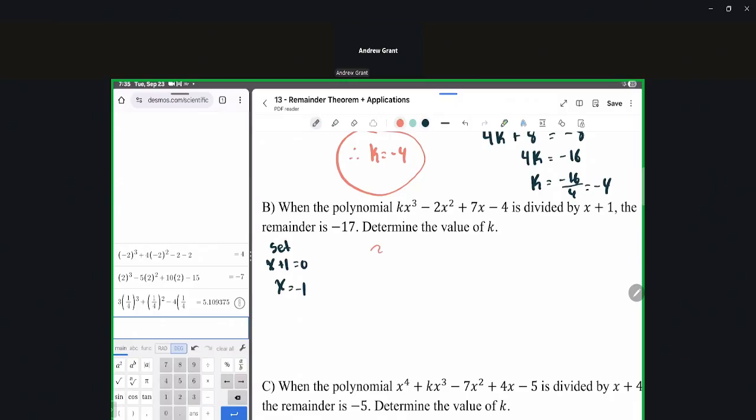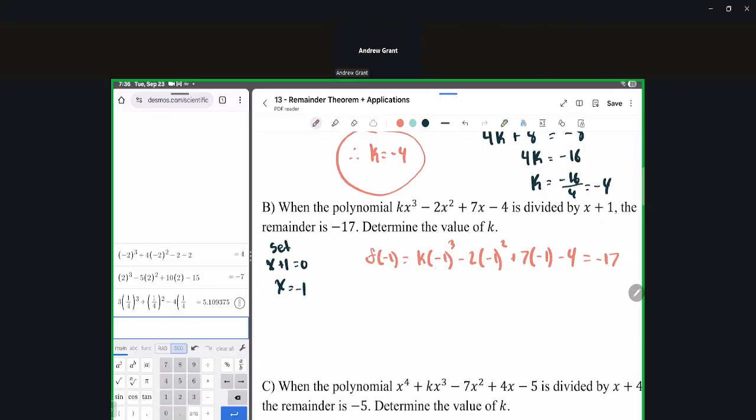And so we know that if f of x, or I should say f of negative 1, will be equal to k times negative 1 to the power of 3 minus 2 times negative 1 to the power of 2 plus 7 times negative 1 minus 4. And this must all be equal to the remainder, which was negative 17.